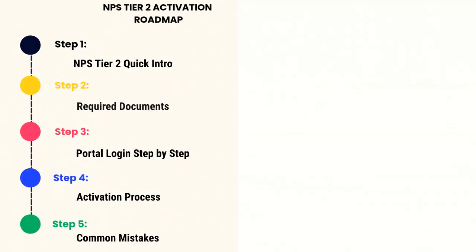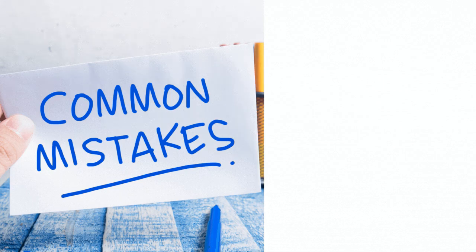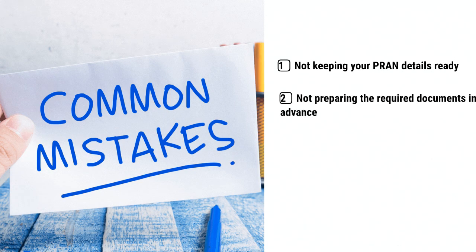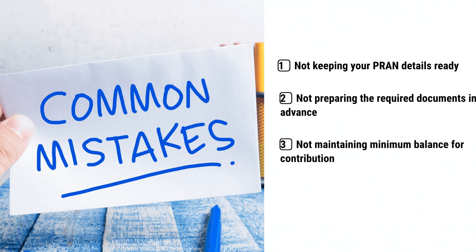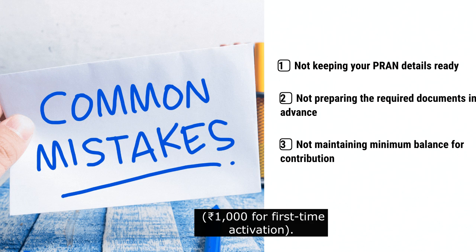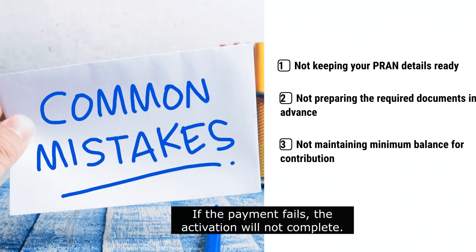Step 5, common mistakes to avoid. Before starting Tier 2 activation, keep your PRAN number and login details ready. Have the required documents, that is ID proof, address proof, or PAN card, scanned and ready before you begin the activation process. Not maintaining minimum balance for contribution: ensure the bank account has sufficient balance for the minimum Tier 2 contribution, the 1000 for the first time activation. If the payment fails, the activation will not complete.